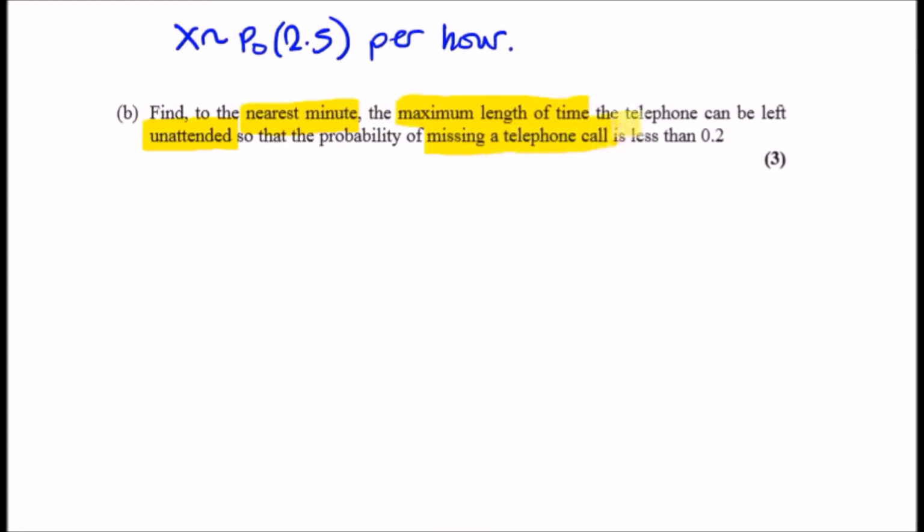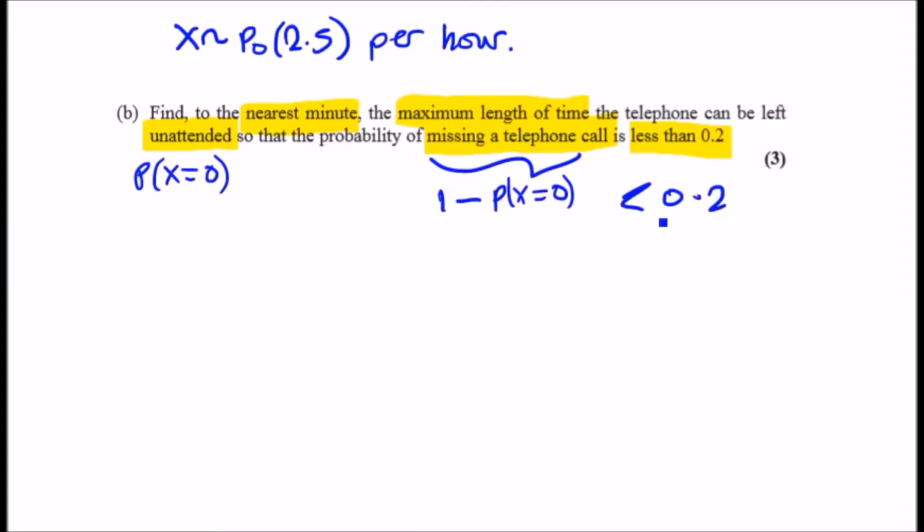This is a bit funny because this is talking about missing a telephone call, so it's actually a reverse statement. The probability of leaving a call unattended is x equals 0, meaning no calls. But to miss a call would be the opposite, 1 minus this terminology. So 1 minus not picking up the call. This is going to be a higher probability, and all of this must be less than 0.2. So this would be our statement.